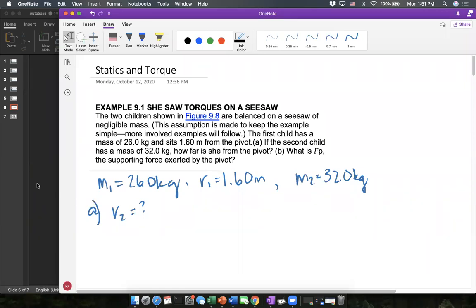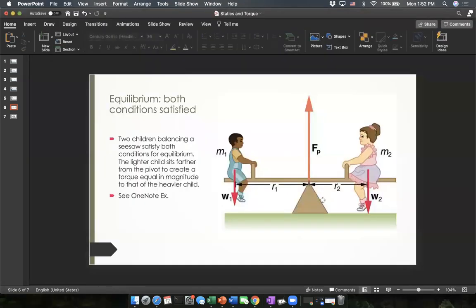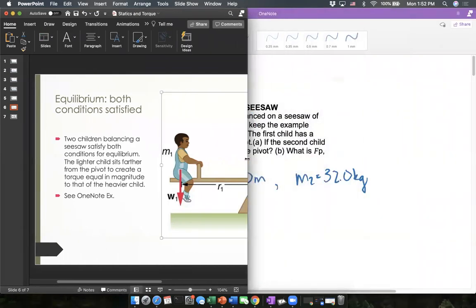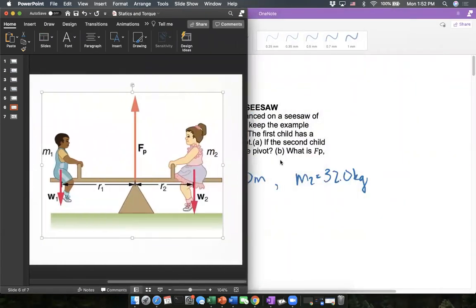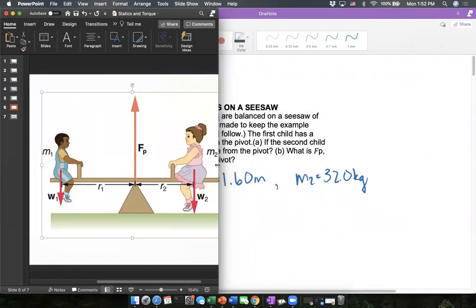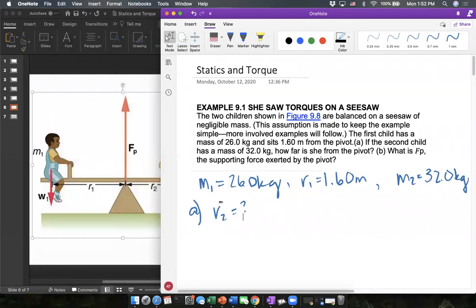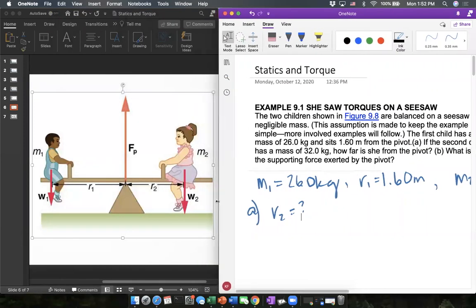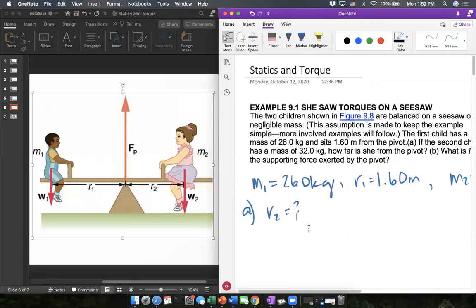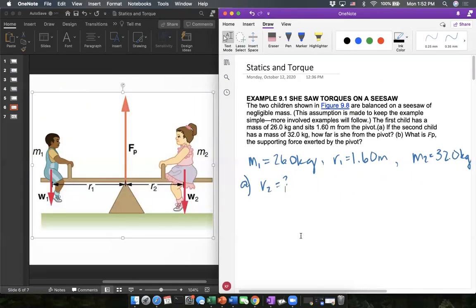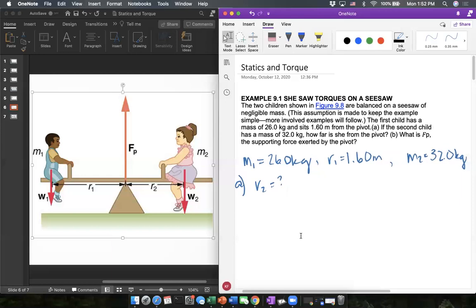Okay, so remember that we are looking at this situation here. Let me go ahead and put that into frame. Remember that it says that they are at equilibrium, so they are balancing. I can go ahead and get started here.